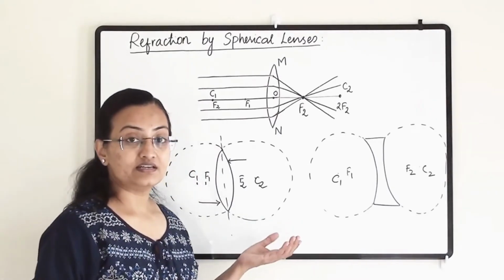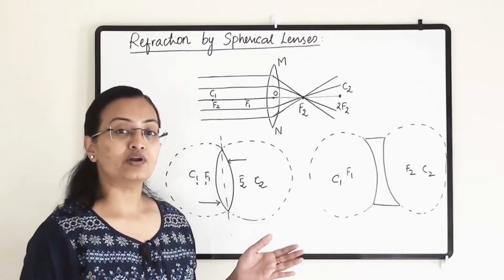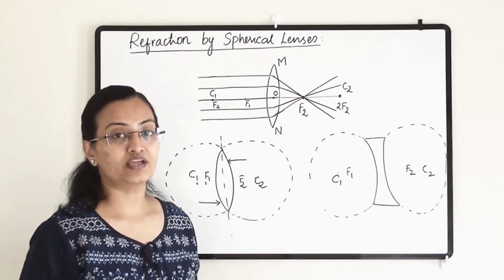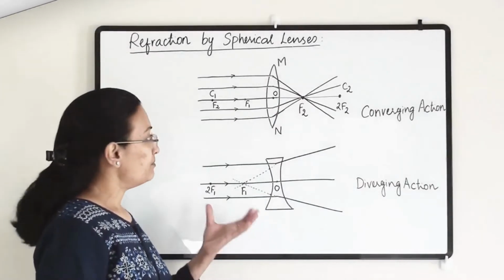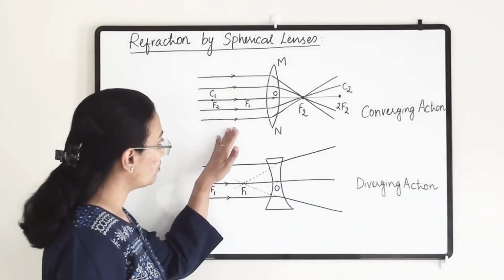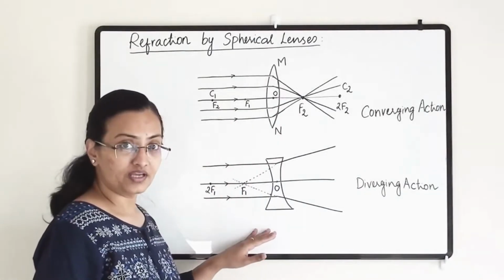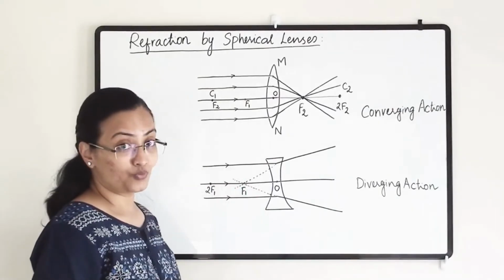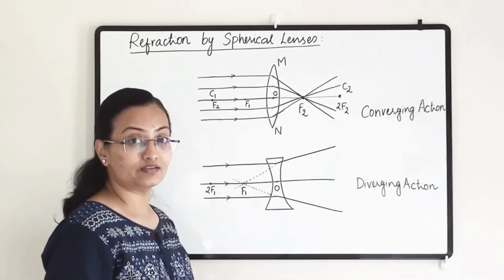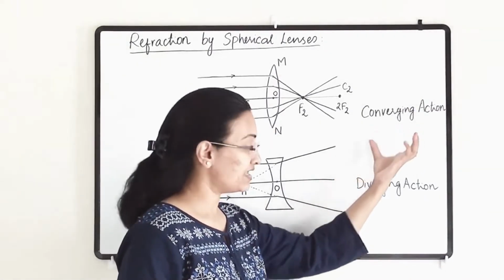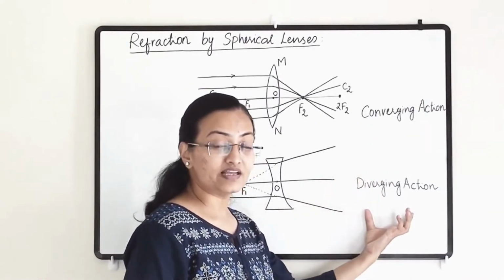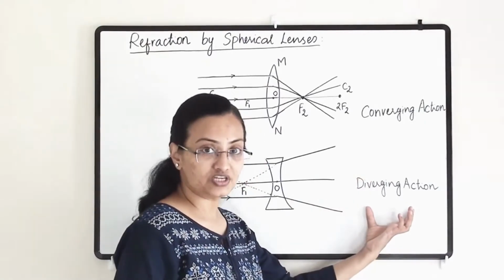Now let us understand what type of results we will get when parallel rays fall on the convex lens and the concave lens. These are the results we are getting. That is why the convex lens is also termed a converging lens and the concave lens is also termed a diverging lens.